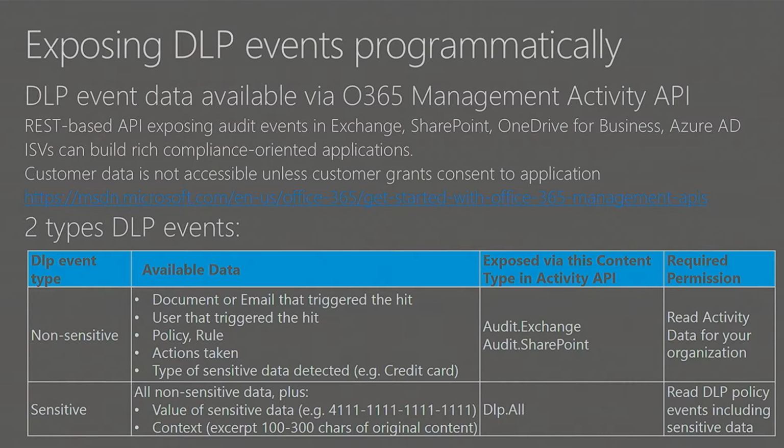Now, we also have these other events, the sensitive events, which are basically a superset of the non-sensitive. They contain all the non-sensitive data, but they now also contain the actual value of the sensitive data and that surrounding context to help give you information about how that data is being used. And this is available through a separate content type in the Activity API called DLP.all. And this requires its own permission as well, read DLP policy events, including sensitive data. And so this data would not be available to an application unless A, they request it, and B, the tenant agrees to give it to them.